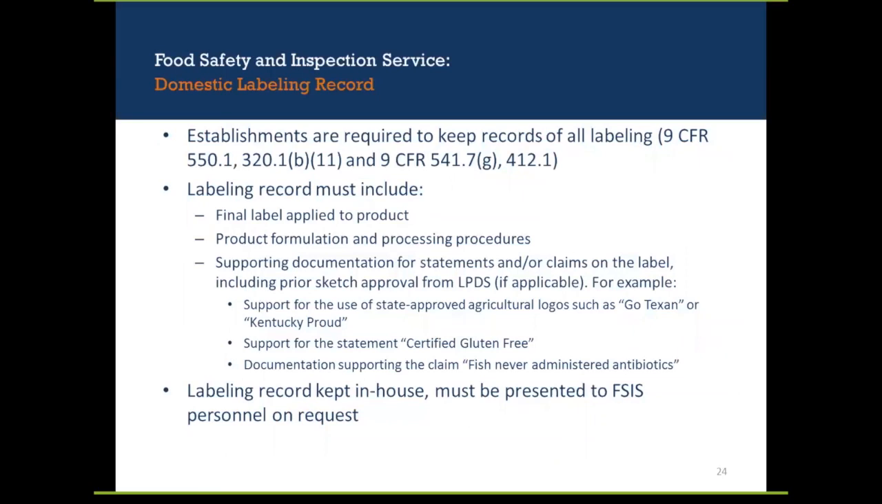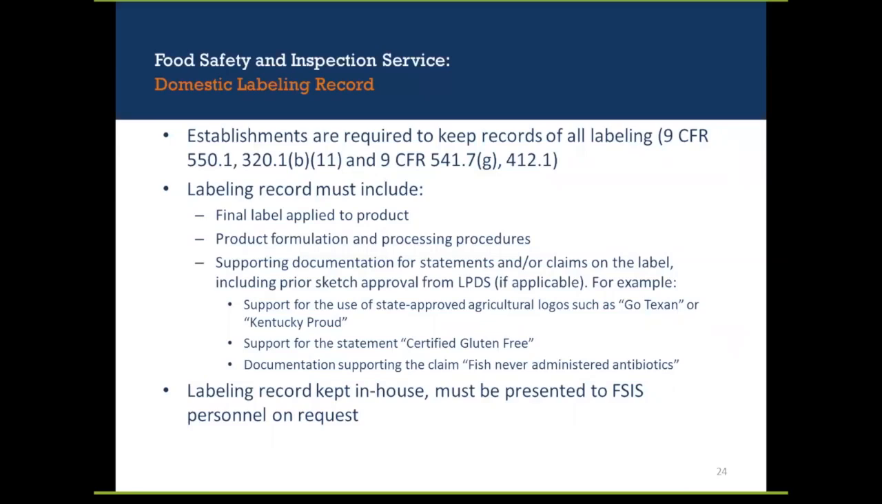FSIS also requires that certain labeling records be on file. This is for labels that go through the formal sketch approval process by the labeling staff and labels that are not sent to us for review, and those are approved generically. So all labeling records must include a copy of the final label applied to the product, the product formulation, the processing procedures, and supporting documentation for statements and claims on the label, which in some instances would include a copy of the sketch approval from the labeling staff.